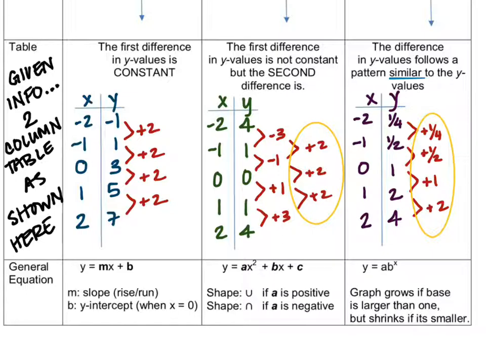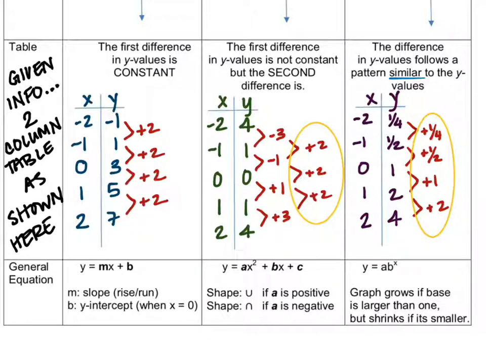Okay, now let's take a look at these general equations. For a linear equation, we use the form y equals mx plus b most frequently. For a quadratic equation, we use y is equal to ax squared plus bx plus c. And for the exponential, we use the form of y is equal to a b raised to the power of x.